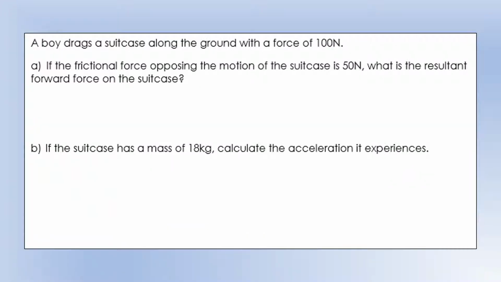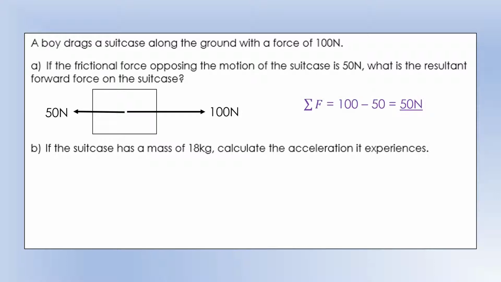Okay. So a boy drags a suitcase along the ground with a force of 100 newtons. If the frictional force opposing the motion is 50 newtons, what is the resultant force? So here's our diagram there. The resultant force, or the sum of F, as I use as a symbol, is just going to be 100 minus 50. If the suitcase has a mass of 18 kilograms, calculate its acceleration. So Newton's second law says the resultant force is equal to mass times acceleration. So we rearrange that, plug our numbers in, and we get 2.8 meters per second squared.